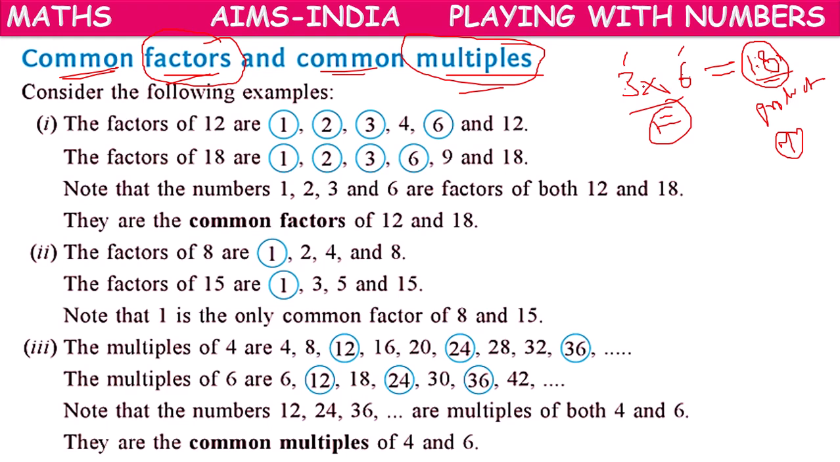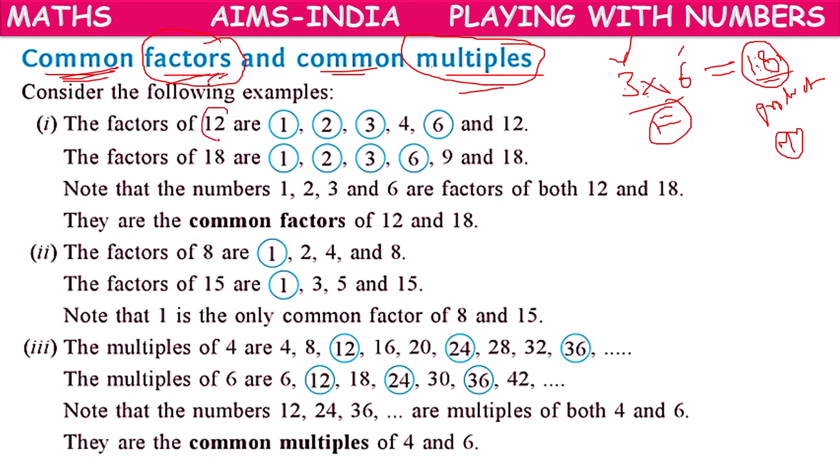So factor means the number which can divide the given number exactly. Multiple means the numbers formed by multiplying the given number with the natural numbers like 1, 2, 3 and so on. They are called multiples. Okay, now let's see about common factors and common multiples.